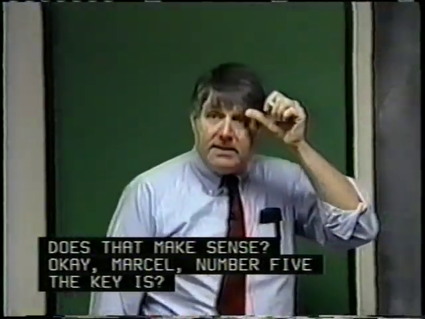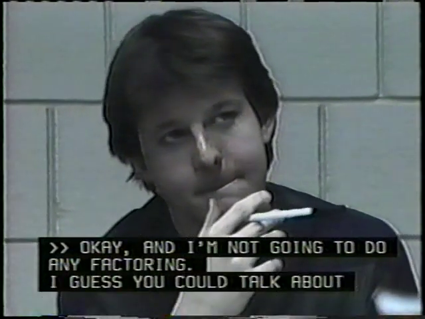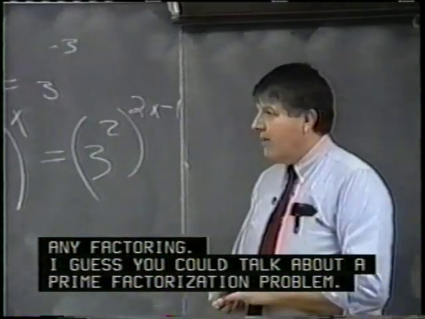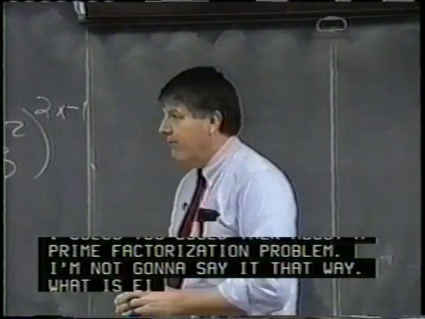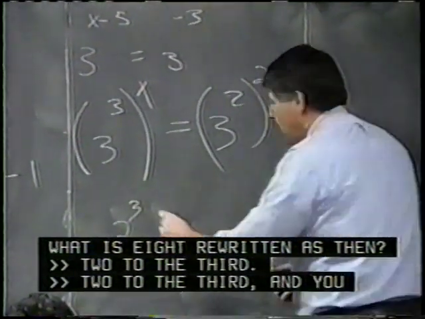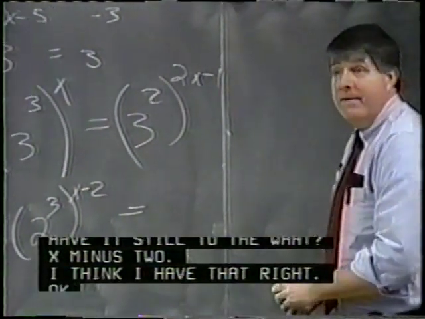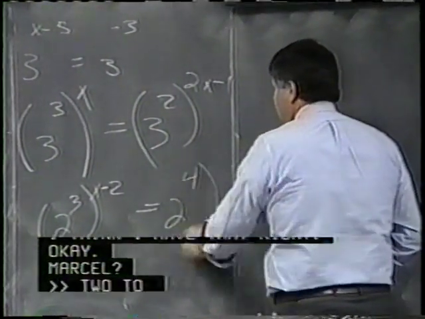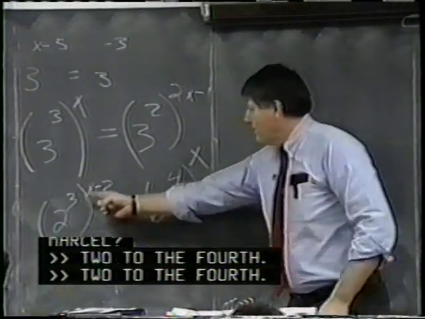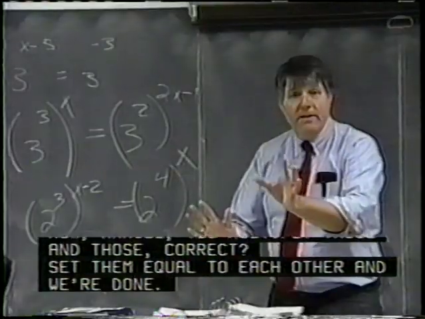Okay, Marcel, number 5, the key is? And how do you do that? Okay, and I'm not going to do any factoring. I guess you could talk about a prime factorization problem, but I'm not going to say it that way. What is 8 rewritten as then? 2 to the 3rd, and you have it still to the what? X minus 2? I think I have that right. Okay, and Marcel? 2 to the 4th. And there's your x over there. Now, Marcel, you multiply those and those, correct? Set them equal to each other, and we're done. Does that make sense for everyone?